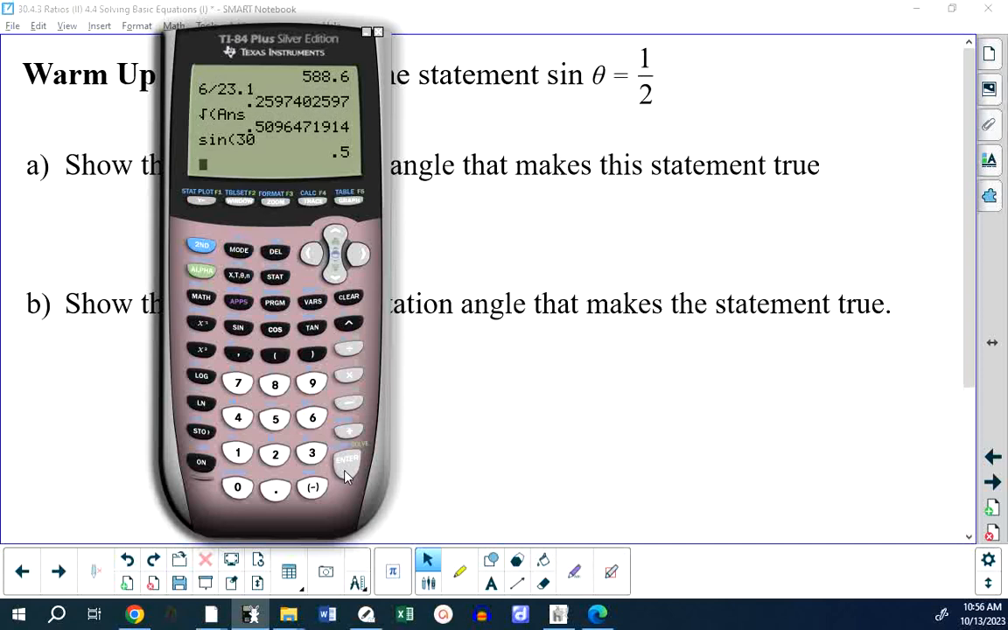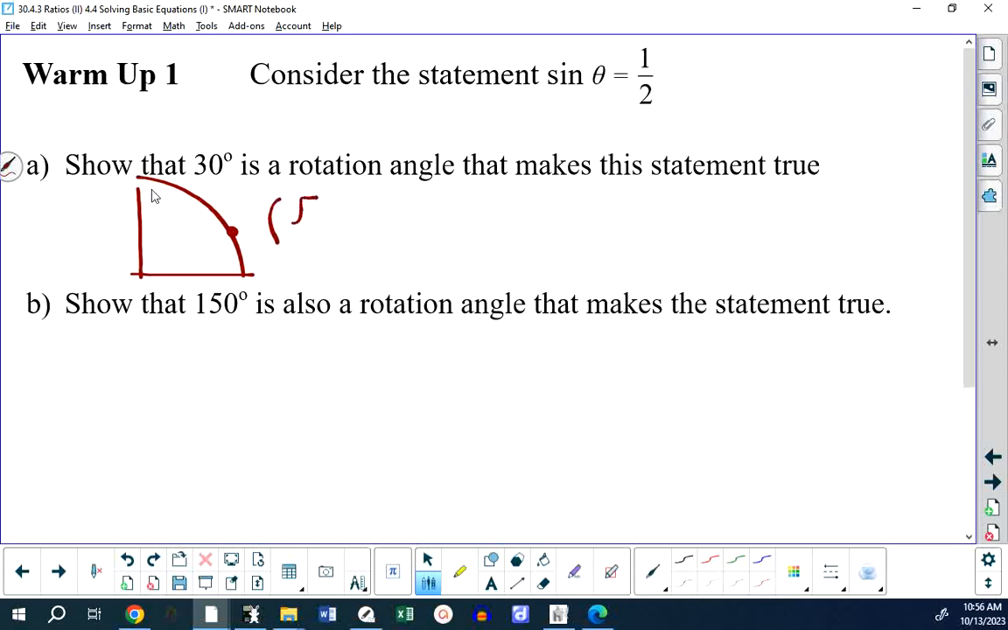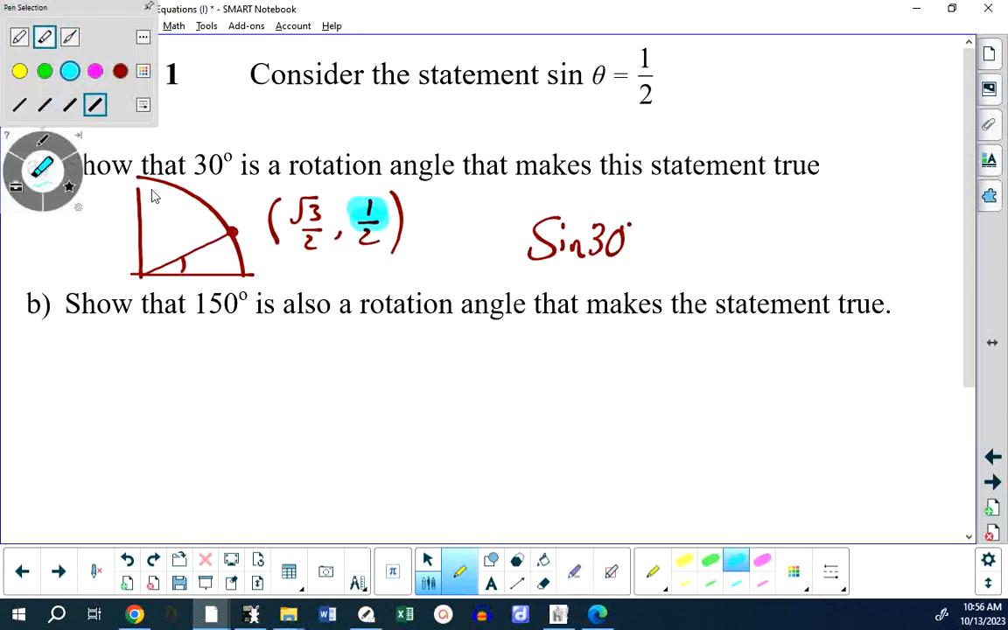I would hope that at this level, you should be able to reason out that it's true because 30 degrees is here on the unit circle, and the coordinates of that point are √3/2, comma 1/2. So, sine of 30 degrees, this is 30 degrees in here. Sine of 30 degrees is the y coordinate. I don't think you need a calculator here to know that sine of 30 is 1/2.